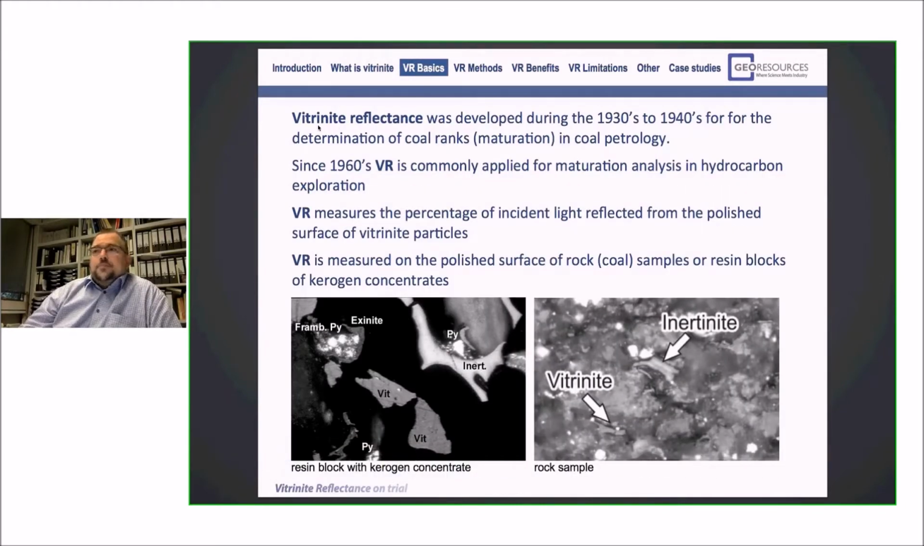Vitrinite reflectance is a pretty old tool. It was developed during the 1930s to 1940s for the determination of coal ranks, the maturation of coal in coal petrology. So it is in the end a tool that was developed for coal analysis. Since the 1960s, vitrinite reflectance is more and more applied for maturation analysis and hydrocarbon exploration, because we work with very similar organic matter particles as in coals, but there are some certain differences, which we will see in a few slides, that make a difference in the method to analyze this.